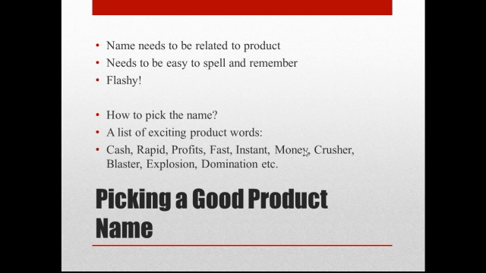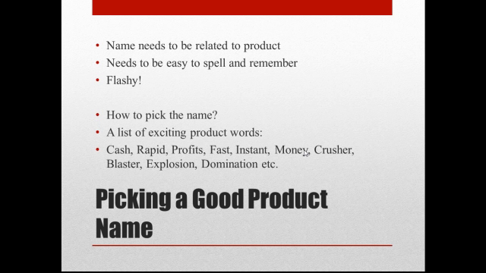Here are some other tips. The name has to be related to the product. For example, if it's a PLR course, you shouldn't just call it Instant Cash Magnet. You need to let them know that it's PLR related. You should put some unique keywords for the niche inside the product name. The name has to be easy to spell and remember as well, and it's got to be flashy. You want something that sticks in people's heads. So how do you pick the name?